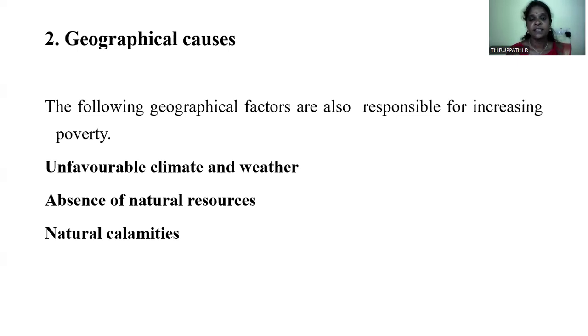On the other hand, hot and cold climate and weather reduce the capacity of people to work, which decreases income and increases poverty. The next is absence of natural resources. No country in the world is rich in all natural resources. Natural resources consist of fertile land, water, minerals, and other natural products.